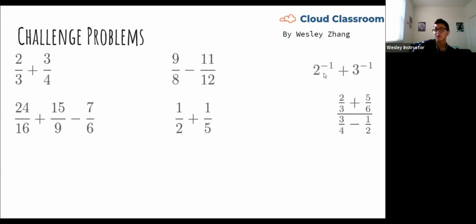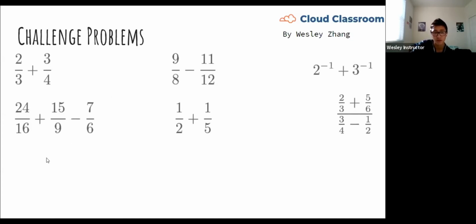All right, over here. So 2 to the negative 1 power plus 3 to the negative 1 power. If you guys remember our negative exponent rules, when we have a negative exponent, it's really 1 over 2 to the first. So 2 to the negative 1 power will be 1/2, and 3 to the negative 1 power will be 1/3. Then we can convert those into fractions with the denominator of 6, and that becomes 3/6 plus 2/6, and that equals 5/6.